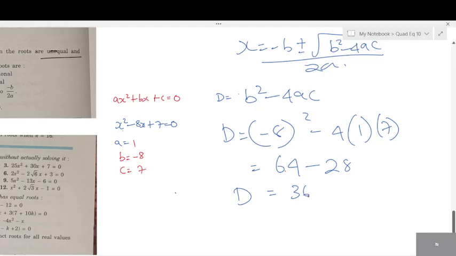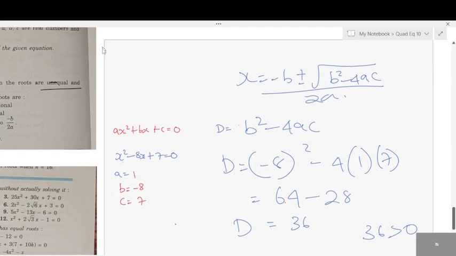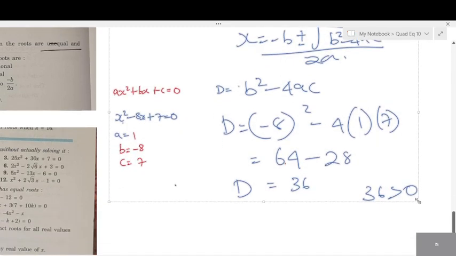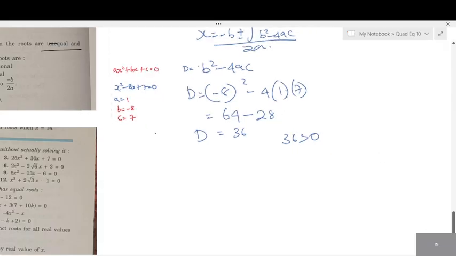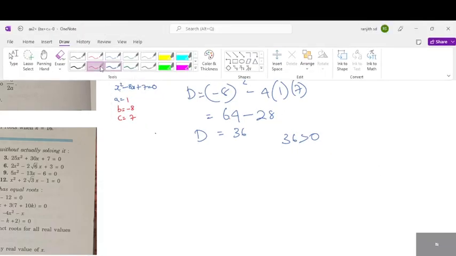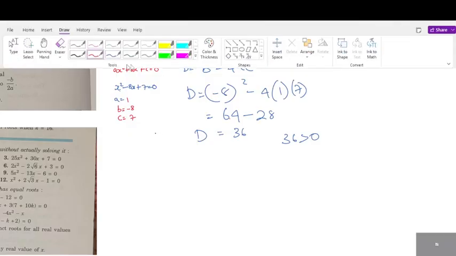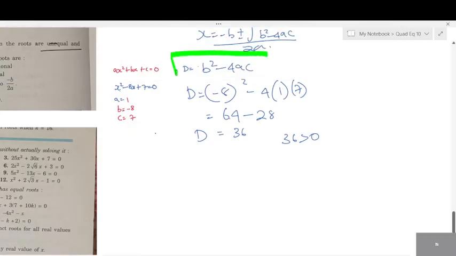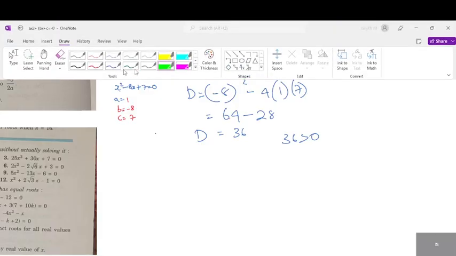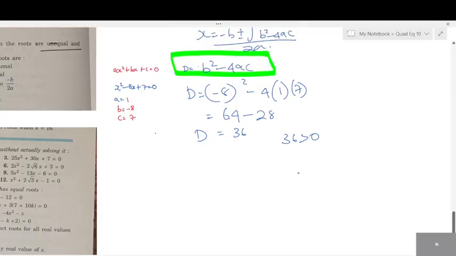All of you got 36. So what is 36, students? Greater than or equal to 0? That's greater than 0. And here, one more thing, you have to check whether it is a perfect square or not. Now I'll teach you how to solve a perfect square. Till here, is it clear? Any doubts? I went wrong in the formula. Is it clear?